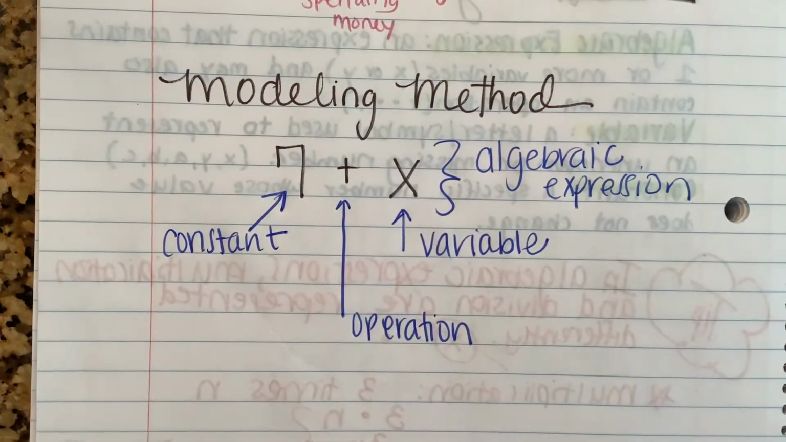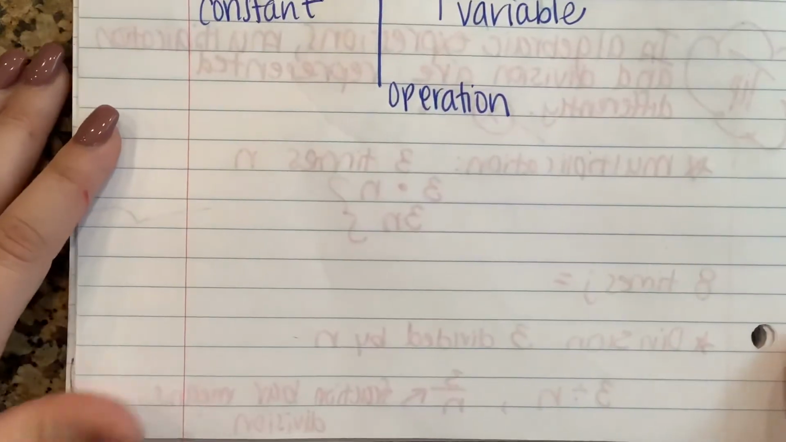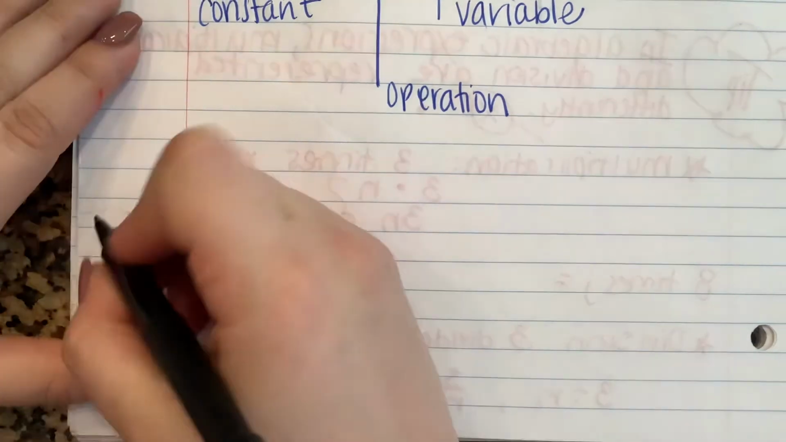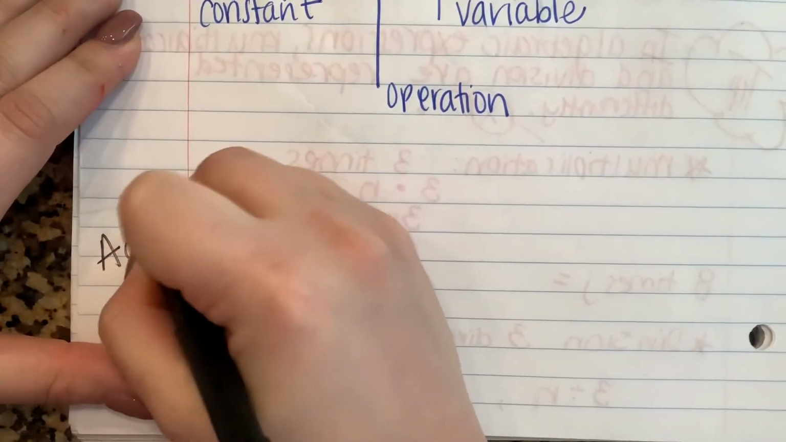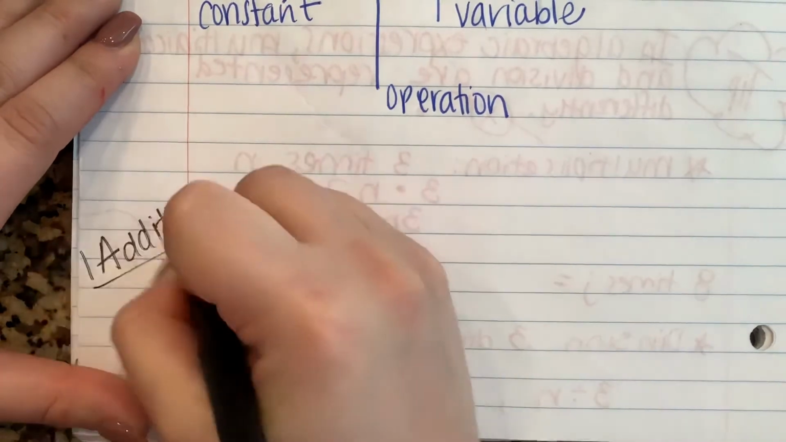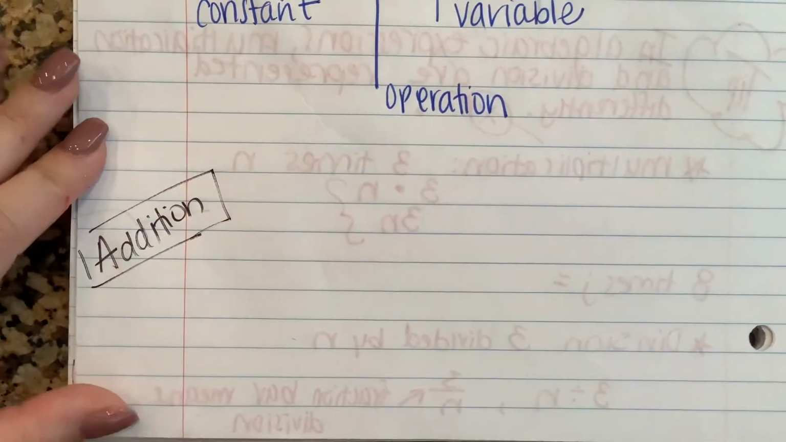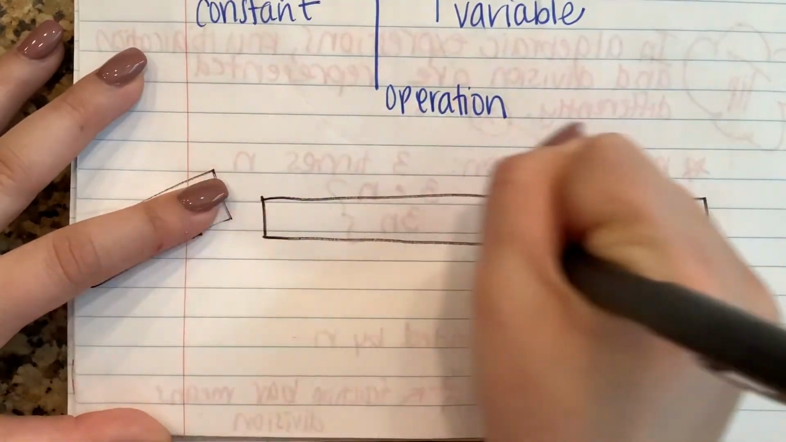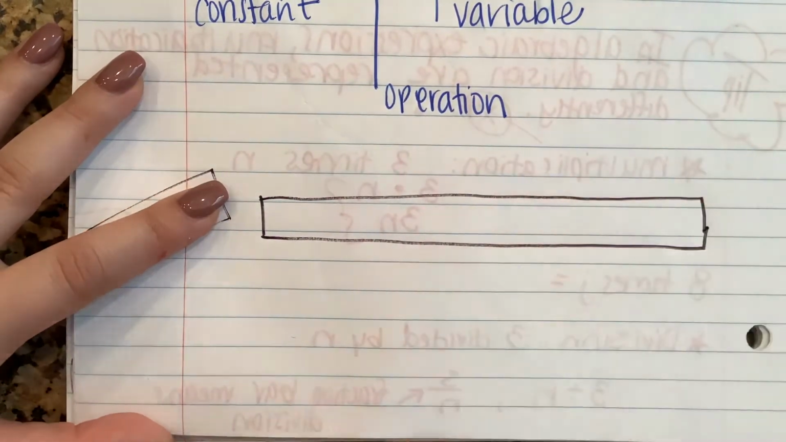Okay, so we have our algebraic expression labeled. Let's take a look at how we might model the problem 7 plus x. Modeling for algebra is actually quite simple. First we're going to look at modeling for addition. Go ahead and write addition off to the side, highlight it if you need to. And to model addition, we're just going to draw a bar like this.